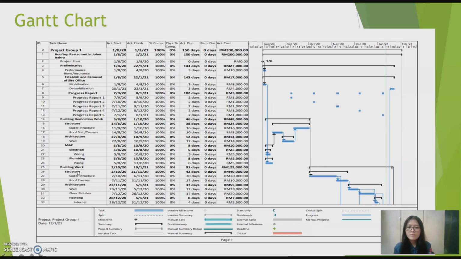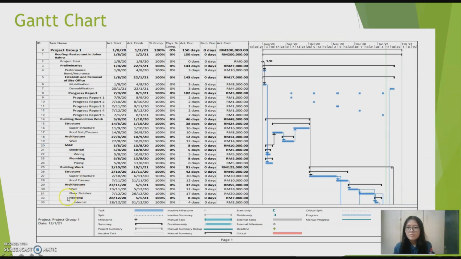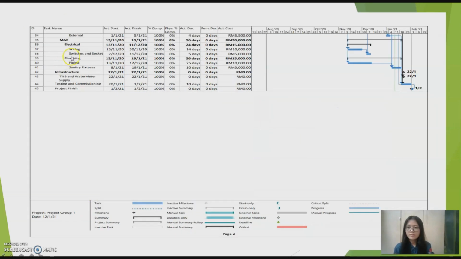Furthermore, the building work begins with the sub-activity of the structure, with the work tasks of superstructure and roof trusses. The architecture has the work tasks of wall, floor finishing, and painting. The M&E has the work tasks of electric and plumbing. Below the painting, there are sub-work tasks of internal and external. Below the electric, there are sub-work tasks of wiring and switches and sockets. The plumbing has the sub-work tasks of piping and sanitary fixtures.